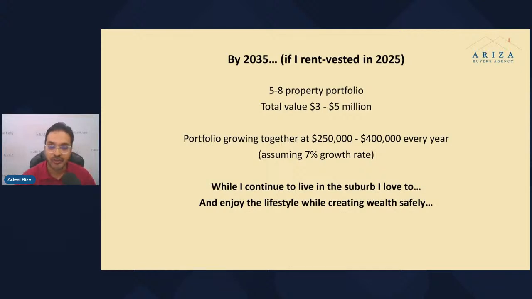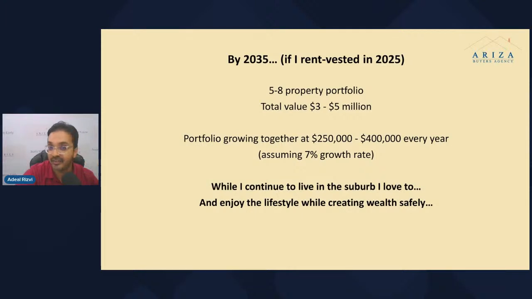So while I was doing rent vesting, I was able to accumulate not just 5-6 assets. Those assets are also helping me create wealth of anywhere from $250,000 to $400,000 every single year, because they are rising in value. The loans are going down now. But the most important thing is, I did not have to sacrifice my lifestyle. I did not have to work 3 different jobs to actually buy or build a property portfolio of $3 to $5 million. I actually use the market dynamics to work in my favor and grow the portfolio.